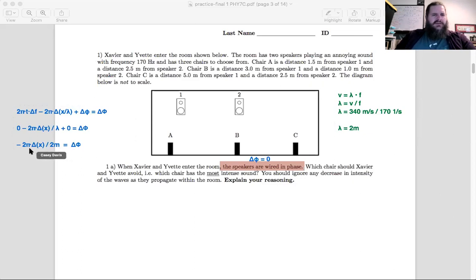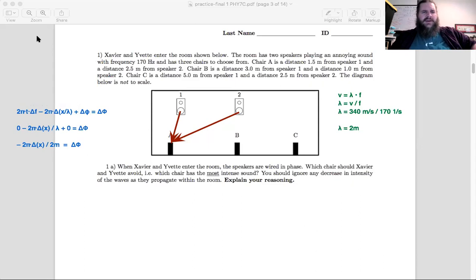And then I think we can just calculate delta x for each one of these individually because it tells us the distances. Like for instance, for chair A, it tells us these distances, 1.5 meters from speaker 1 and 2.5 meters from speaker 2. So let's just calculate each of those delta x's. And we'll need to be careful here about direction because you want to make sure you're subtracting in the same order the whole time. So do you want to subtract 2 minus 1 or 1 minus 2 here?